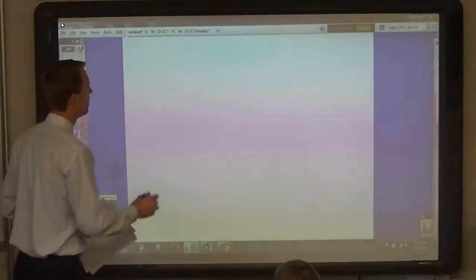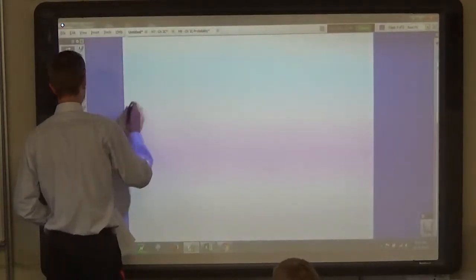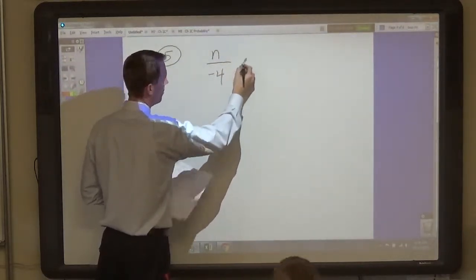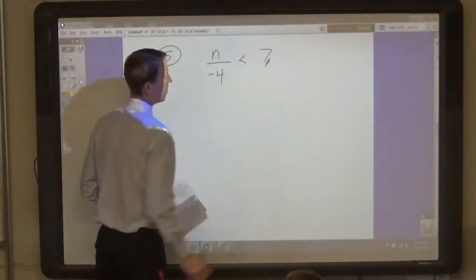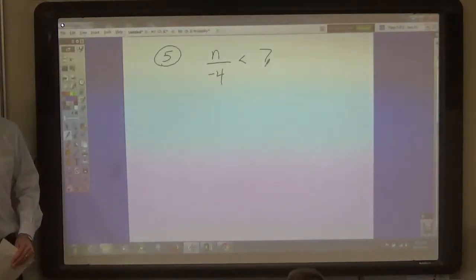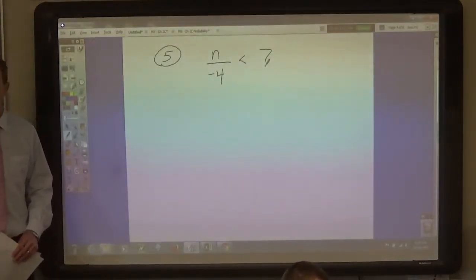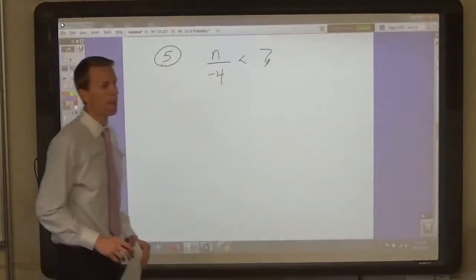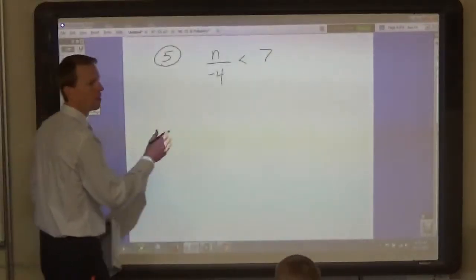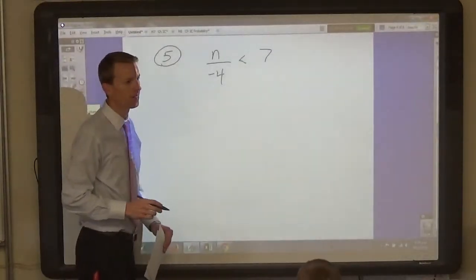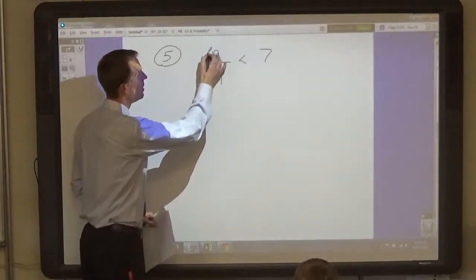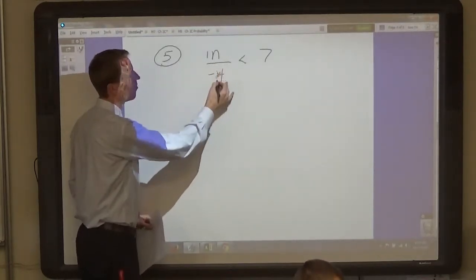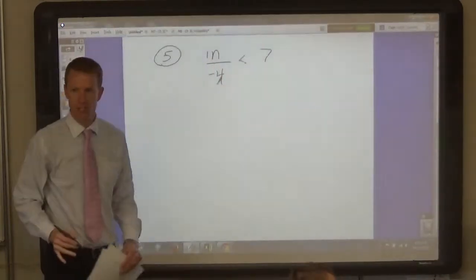Number 5. Let's solve this one together. N over -4 is less than 7. What is the coefficient? Luke? It's 1 over -4, isn't it? 1n over -4. So the coefficient is -1/4.